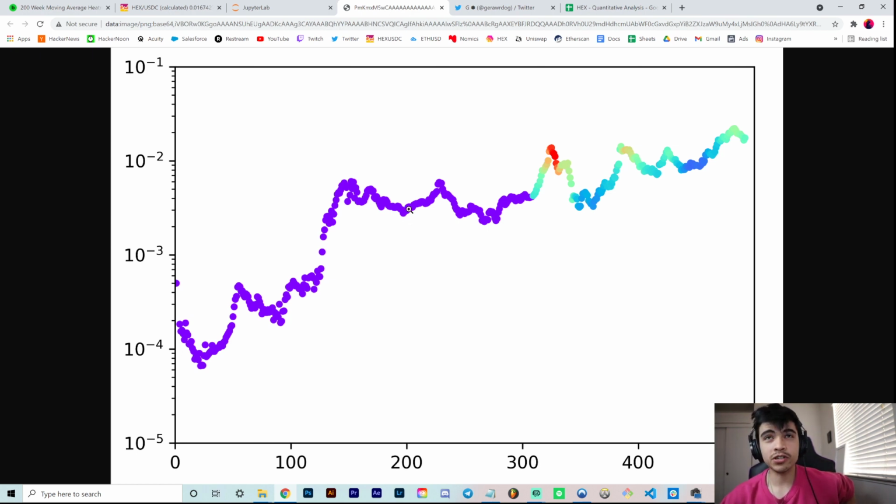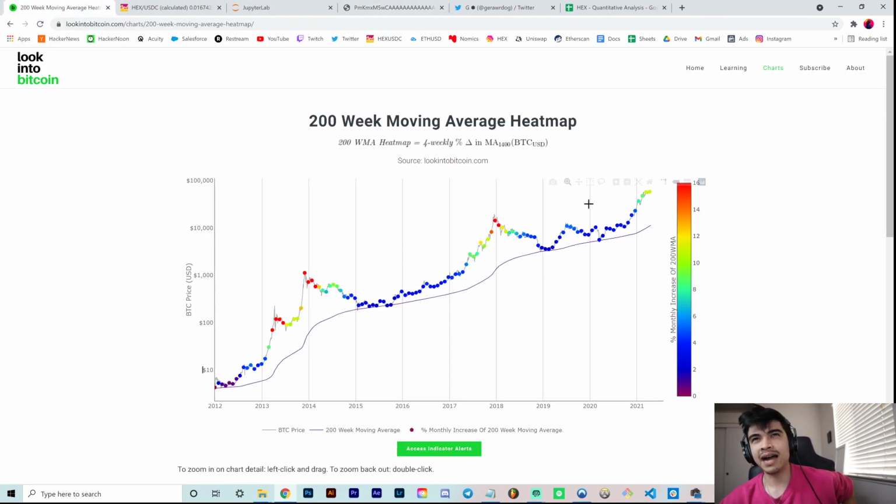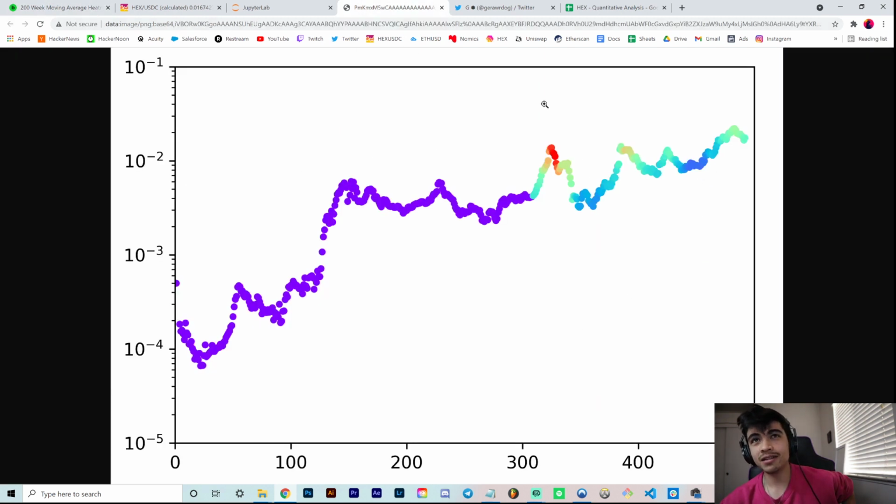But yeah, I'd love to hear your thoughts in the comments. What do you think of this heat map? Do you think it makes sense to take a scaled down version of the Bitcoin version of this and apply it to HEX? I thought it was a cool idea. I think it looks tight.